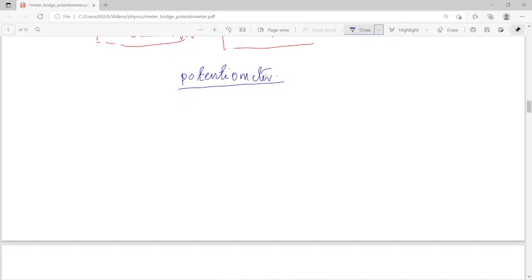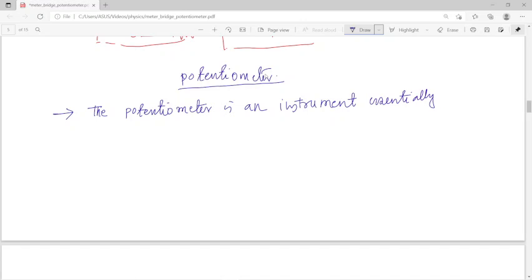So what is the purpose of this? The potentiometer is an instrument essentially for measuring potential difference.